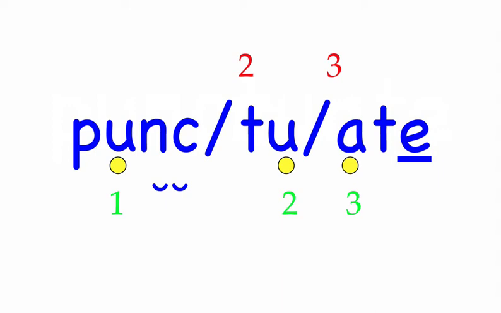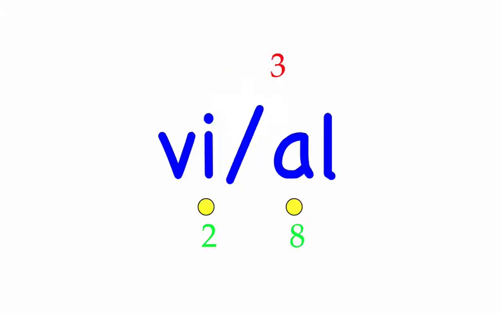Vial. A vial is a small glass container for fluid. Vi has 2 sounds. V, I. All, 2 sounds. Aw, ul. Vial. Mark the word. A is followed by L at the end of the word. Normally, A in that position will make its extra sound, aw, according to vowel group 8.